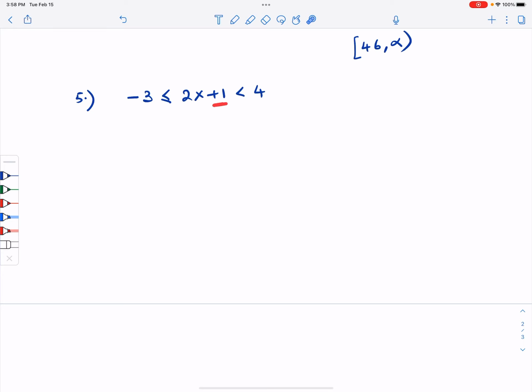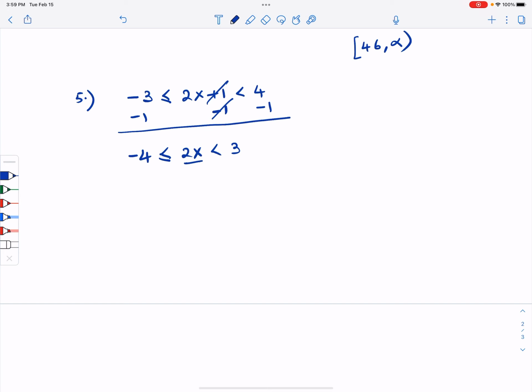So start with the positive 1. Offset the positive 1 by adding negative 1 to all sides. Watch, I added negative 1 out here, but I added negative 1 on this side of the inequality and on this side as well. Since there are two inequalities, you want to do the same thing all over. So what that gives me is negative 4 less than or equal to 2x less than 3.